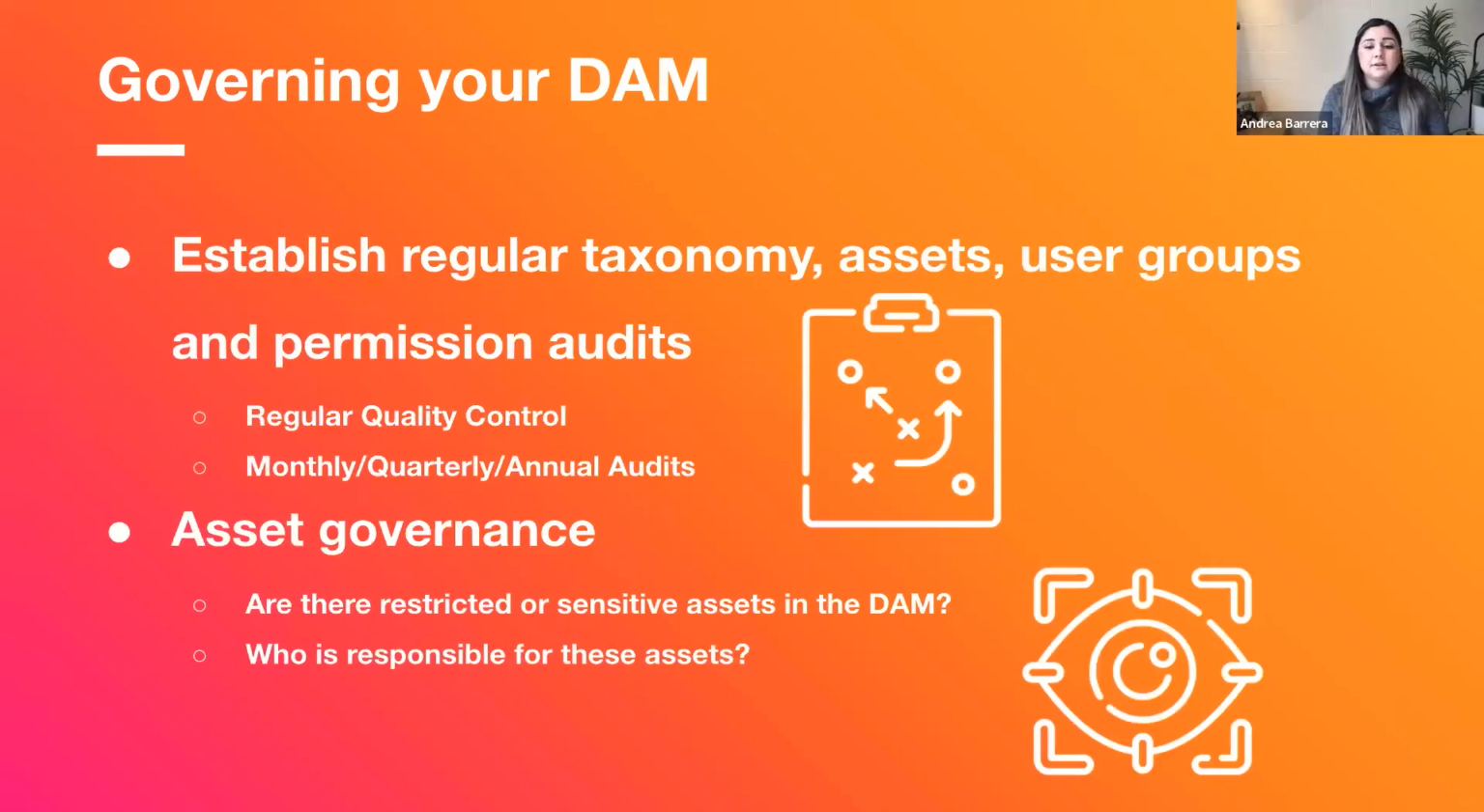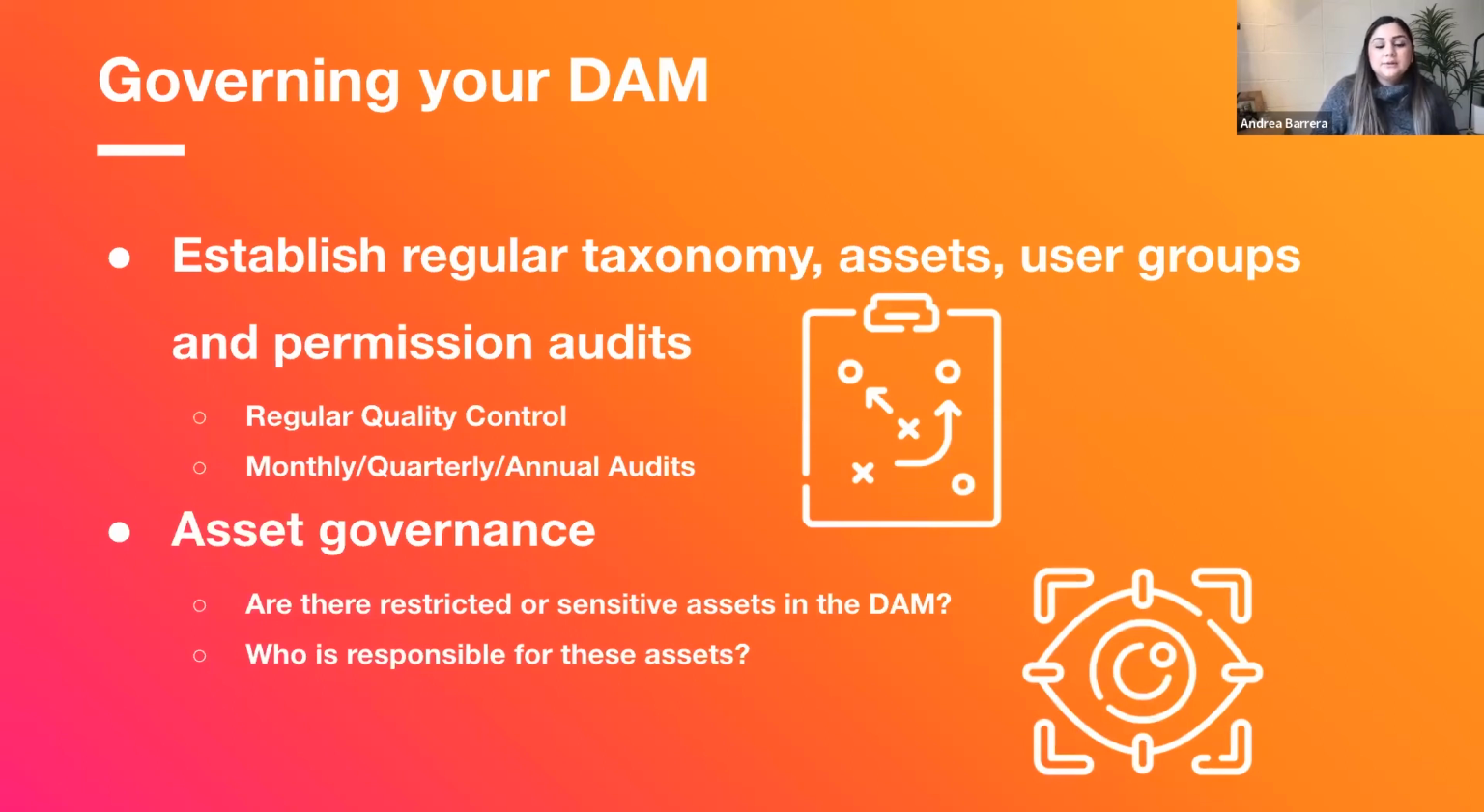Yeah, so some other areas of governance that you're going to want to focus on are audits and asset governance. We like to conduct audits on the DAMs that we manage just to ensure that the metadata is staying accurate and consistent. It can also help identify if the taxonomy is still supporting your organization's needs and workflows. But overall, it's just going to make sure that it's running smoothly.